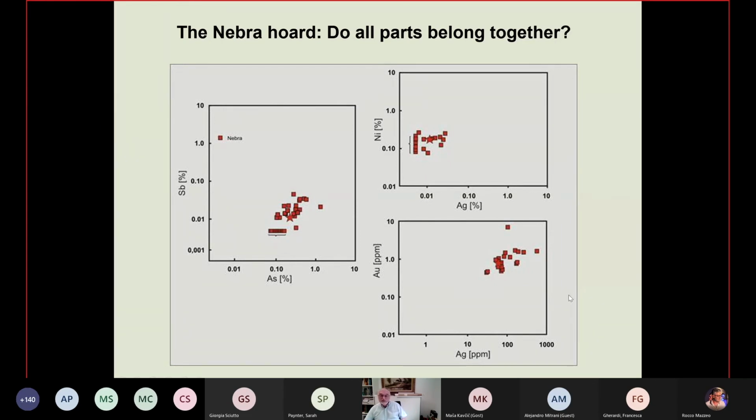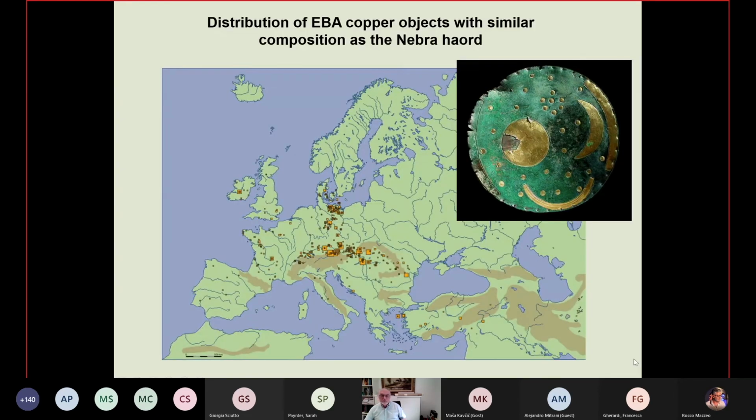It does not come from the same casting charge, because the differences are still too large. But the copper is very, very similar. In the Stuttgart classification, it would be one single type of copper.